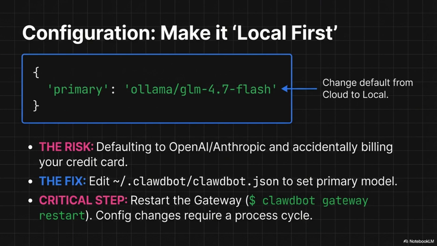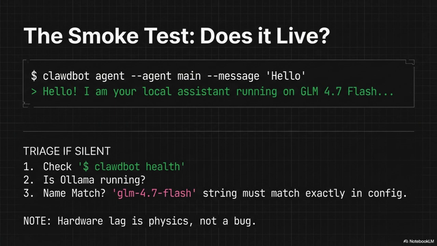Okay, so now Clawdbot can see Ollama. Are we done? Not quite. Just because it can see it doesn't mean it will use it. The guide warns about making it Ollama first. Why? What does it default to? Depending on your setup, it might look for a cloud provider like OpenAI or Anthropic, if you have those keys set. You do not want to accidentally send 1,000 requests to a paid API when you thought you were running locally. Ouch. Yeah, that'll be an expensive mistake. Why is my credit card bill $500? Exactly. So you edit the config file, usually clawdbot.json, and set the default primary model to ollama 4.7 Flash.